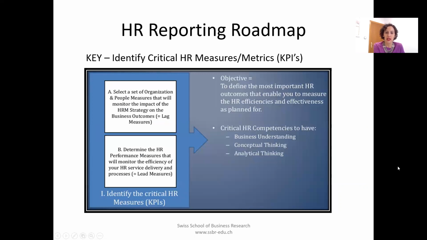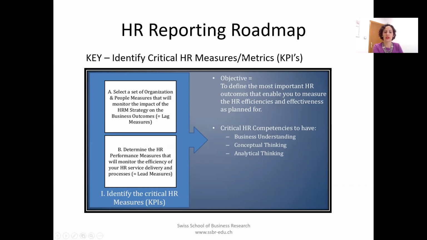So the key in this roadmap is, of course, step one, which is to identify the critical HR measurements, the metrics, the KPIs. So the first thing that we need to do is be able to define the most important HR outcomes that will allow us to measure our efficiencies, effectiveness, competencies, etc. And what kind of competencies do we have to strive to have? We have to have a basic business understanding. We need to have conceptual thinking, and we need to also have analytical thinking.